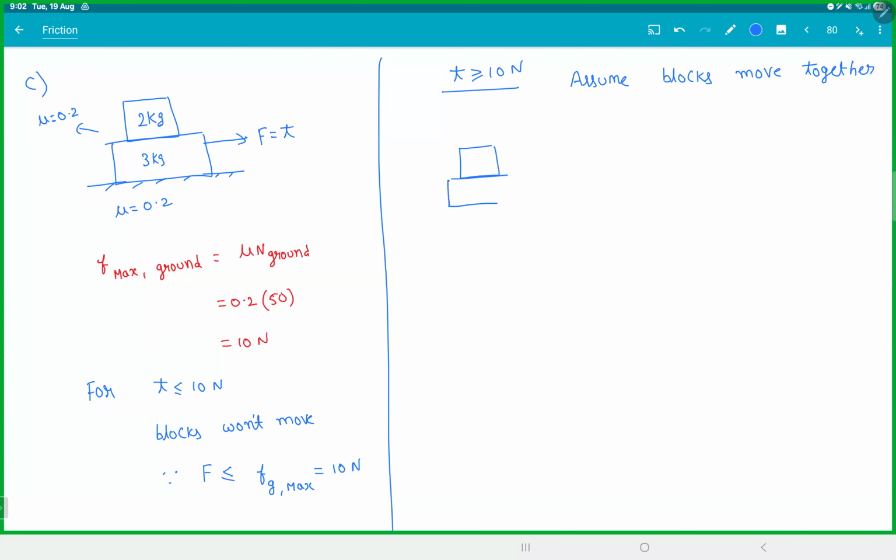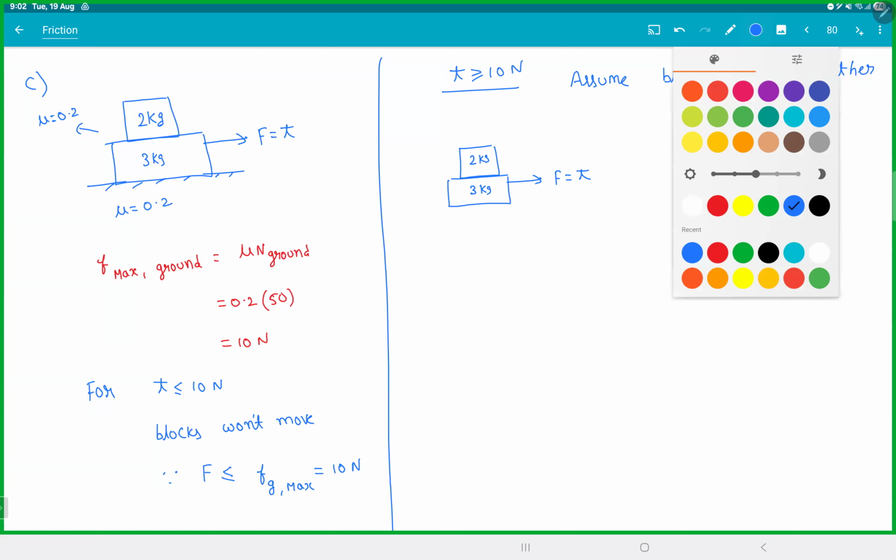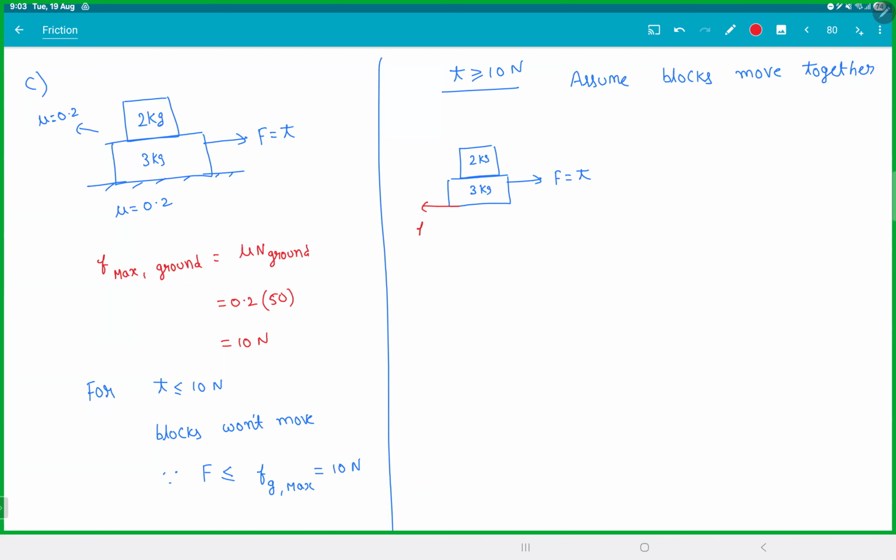If both are going together, draw the FBD. 3 kg, 2 kg. This is equal to F is equal to T. Now remember, if you are moving, that means friction on the ground is maximum, or else you won't move in the first place. And this is 10 newtons. So we have T minus 10 is equal to 5a. So acceleration will be T by 5 minus 2. This is the acceleration of the blocks after 10 seconds.